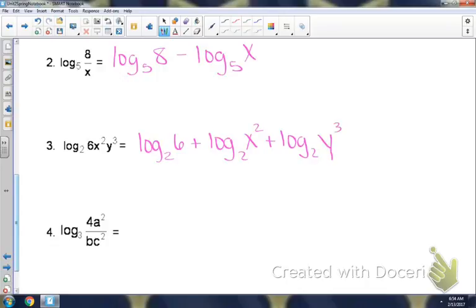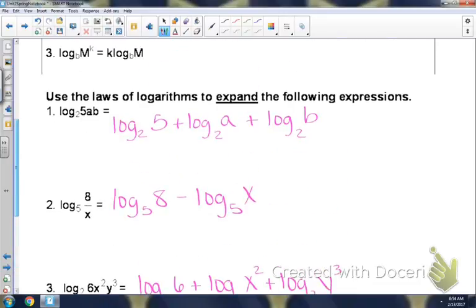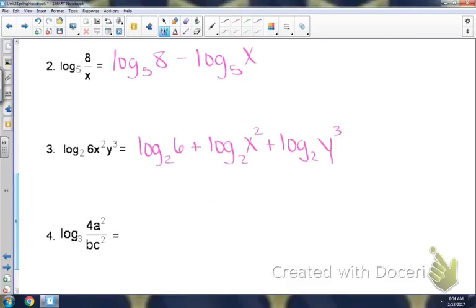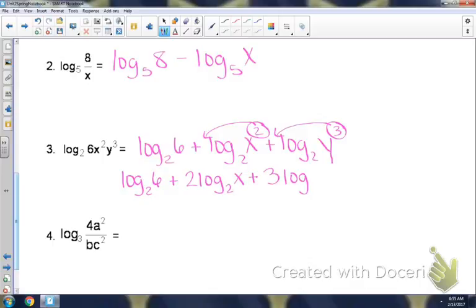Now, if you have any exponents, you would need to go another step. Look at that law 3 up at the top. If you have an exponent, you can rewrite that as the coefficient of that log in front. So that's what I'm going to do on that squared and that cubed. So I'm going to have log base 2 of 6 plus 2 log base 2 of x plus 3 log base 2 of y. So that would be my expanded form there.